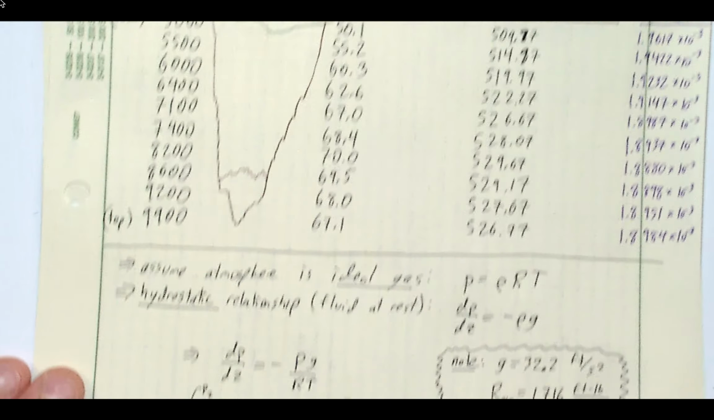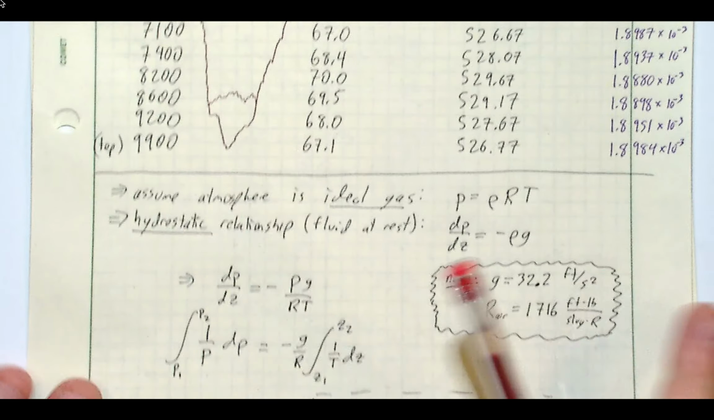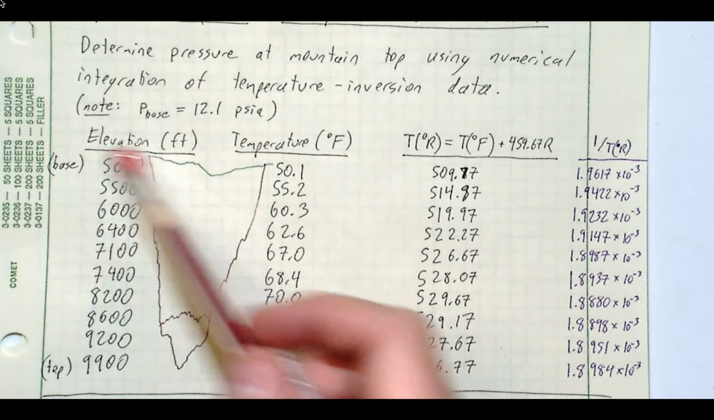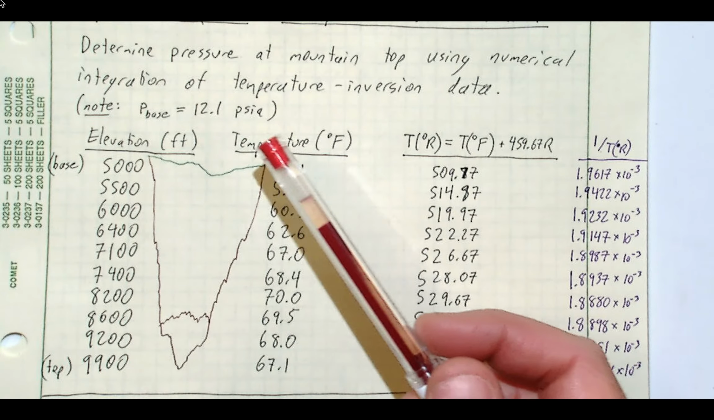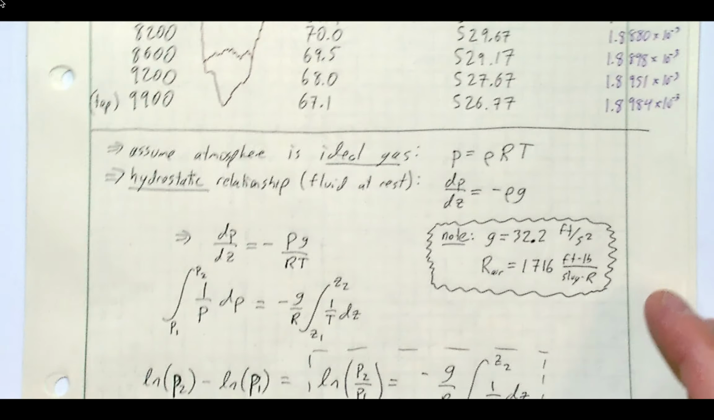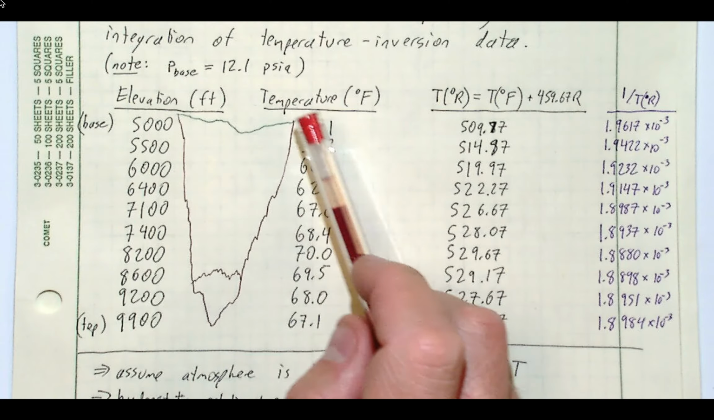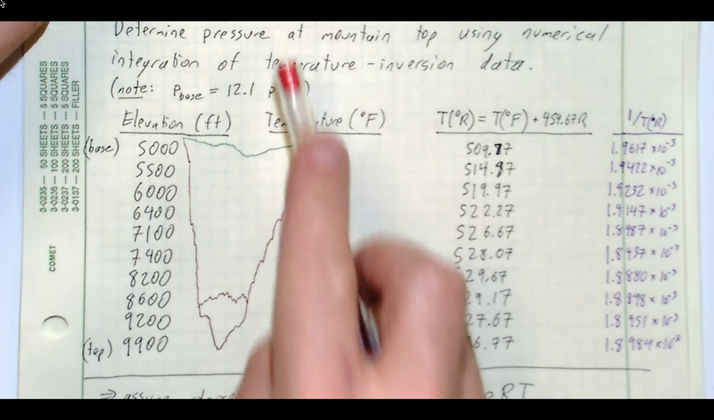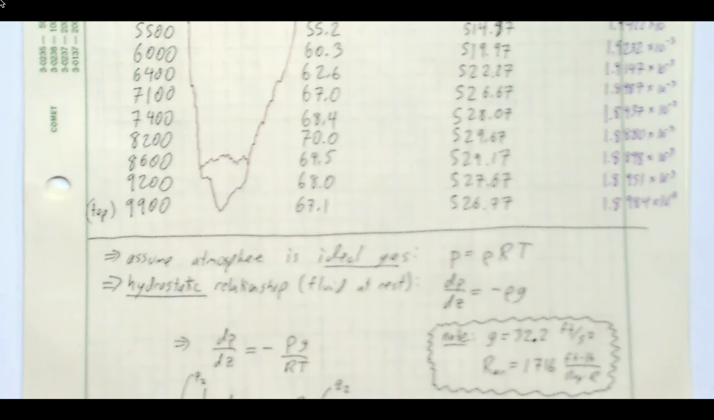Okay, so for the solution, we're going to use this data to determine what the pressure is at the top, given that the pressure at the base of the mountain at 5,000 feet is 12.1 absolute psi. And to be clear, psi is pounds per square inch. The A stands for absolute pressure, not gauge pressure.